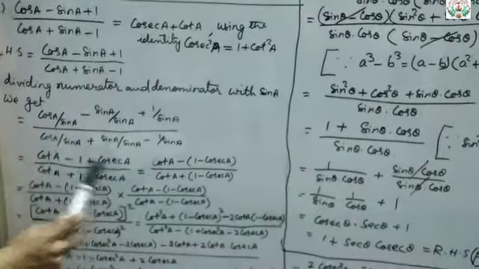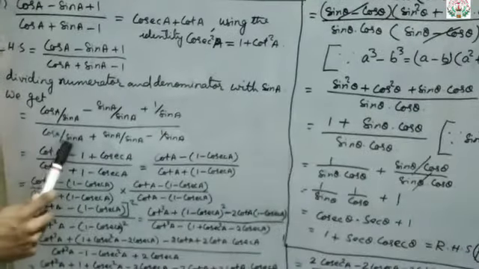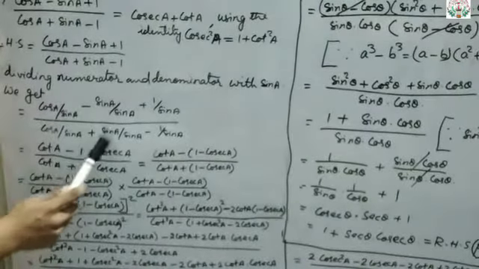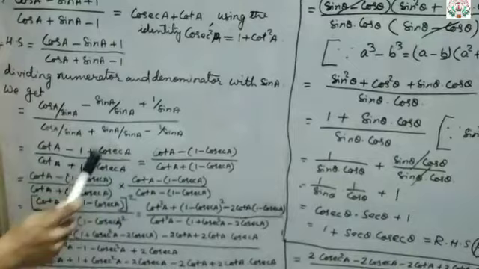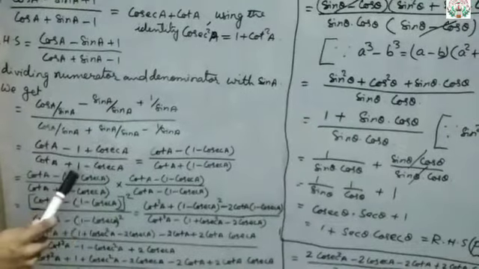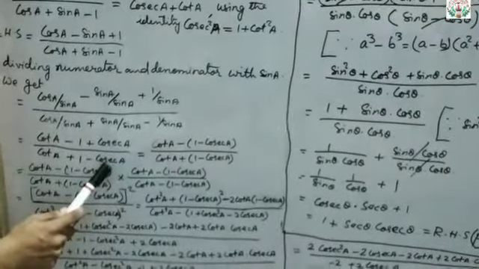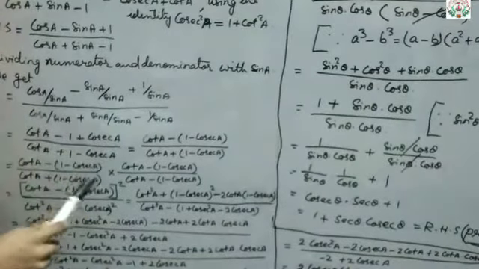Okay, same way divided by this also will be what? Cos upon sin will be cot. So cot A plus sin upon sin will be 1. Sin A upon sin A will be 1. So 1 minus reciprocal of sin A will be cosec A. Clear? So now our numerator is like this.